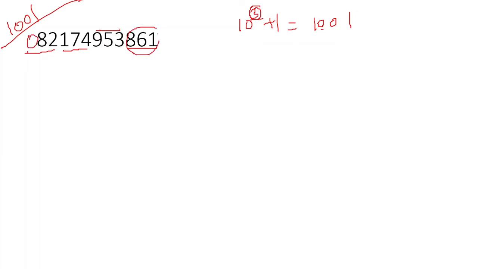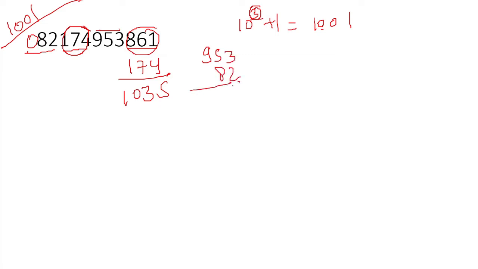So sum this and sum this. Alternate 3 digits, you can say 174, sum this 5, that is 13, and that is 10, 3, 5. Now 9 5 3 and 82, this is 5, 13. So if you subtract, this is at the odd place, this is at the even place, this is 0. So 0 is divisible by 1001. So this number is divisible by 1001. I hope you got this thing clearly.